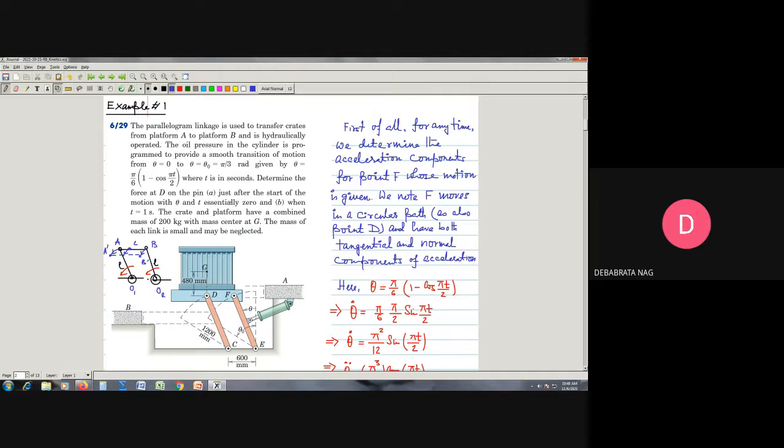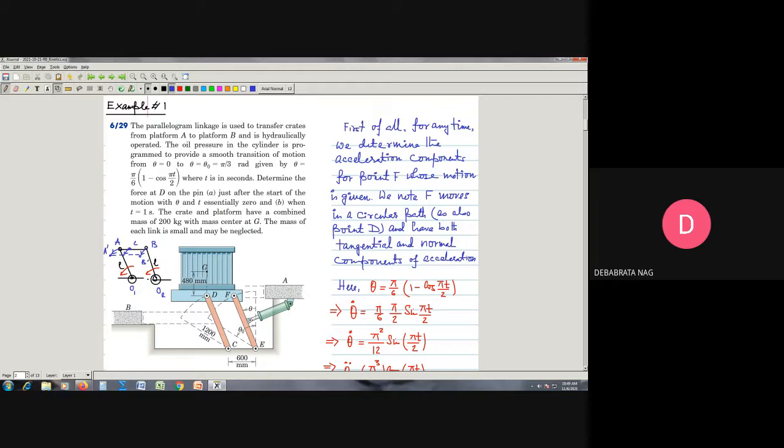In the first case, just after the start of the motion, with theta and t essentially 0. So when it is about to start, theta and t must be equal to 0, and that is the first case. In that case, we need to find out what the force developed at point D should be. You remember theta equal to 0 means everything was vertical. I mean to say the cranks are vertical. So in that situation, will it be equal to the weight of the crate or not? That we need to check. What will be the force being carried by the pin D here? That is the first case.